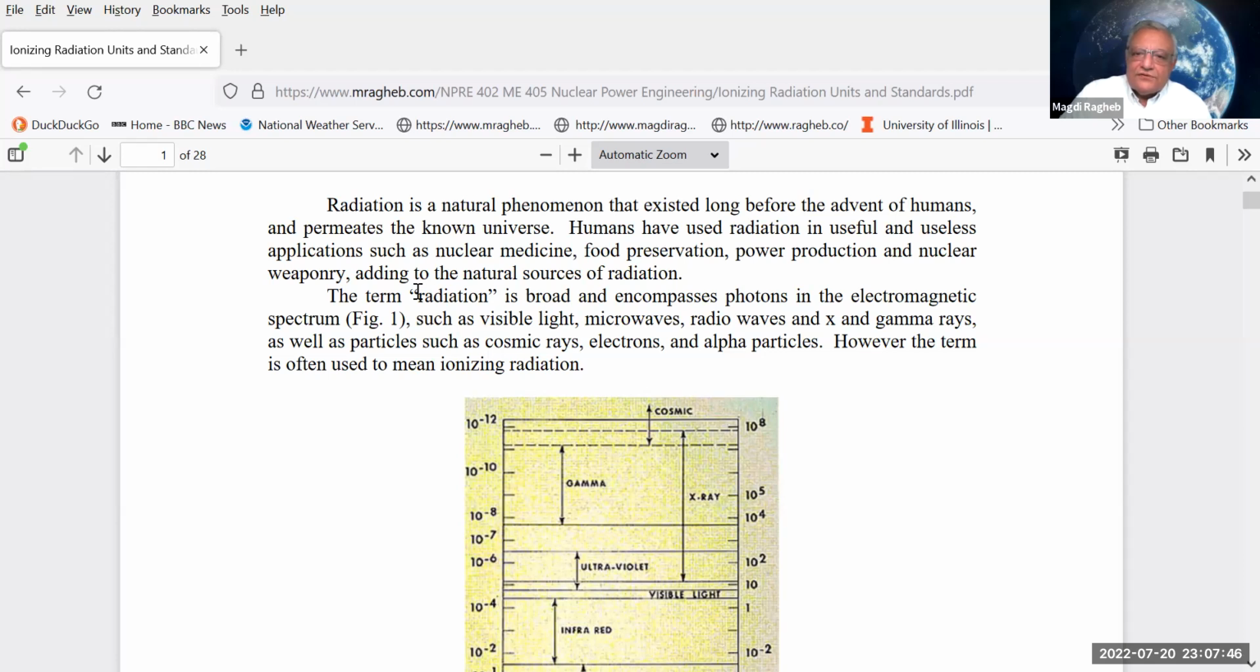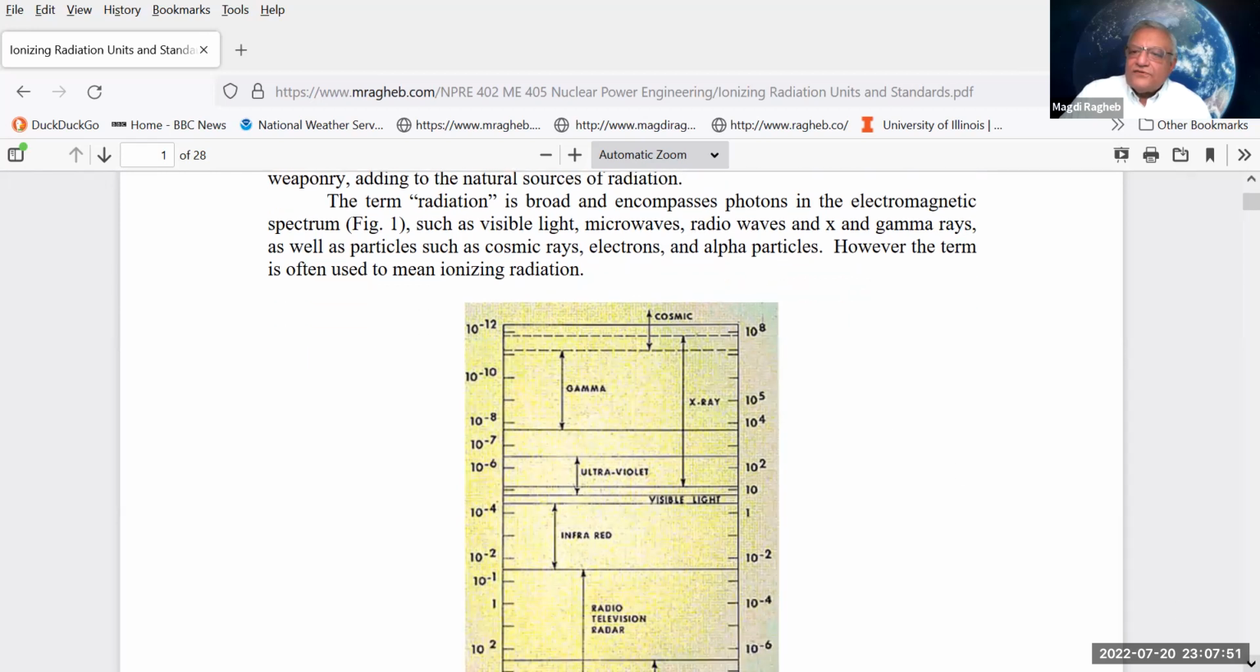We have to understand that the term radiation is used in a broad sense. It encompasses photons in the electromagnetic field, one of the forces of nature, such as visible light, microwaves, radio waves, X-rays, and gamma rays. Our interest is in X-rays and gamma rays. We leave the radio waves to the electrical engineers as well as the microwaves. However, it also encompasses other particles, particles that have very, very high energy that comes to us from other parts of the universe, and we call them cosmic rays. Electrons from radioactivity, alpha particles from radioactivity are also particulate forms of radiation.